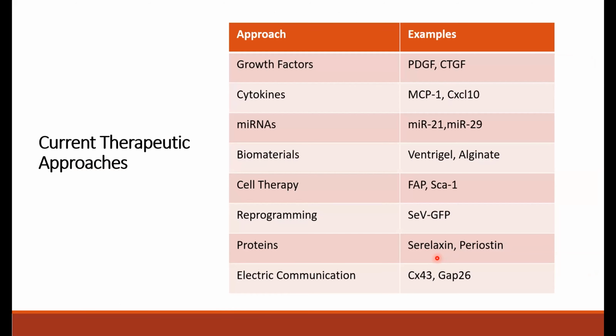So what are the current therapeutic approaches that are present? Since there is a strong clinical and economic sense for developing new effective therapeutic approaches, the anti-fibrotic therapy starts at TGF-beta. So there are TGF-beta pathway inhibitors, MMP inhibitors, inhibitors of mast cell, MCP1, CXCL2 cytokines. The newer field is the miRNA, which I will talk about a little bit. Some of the biomaterial therapies, cell therapy with FAP proteins, and then reprogramming of SEVP and proteins such as serelaxin and periostin, and the communication, the gap junction proteins such as connexin 43 and GAP26.